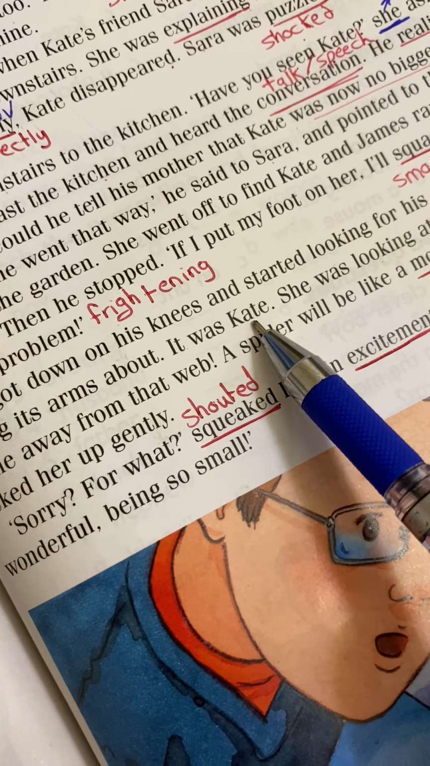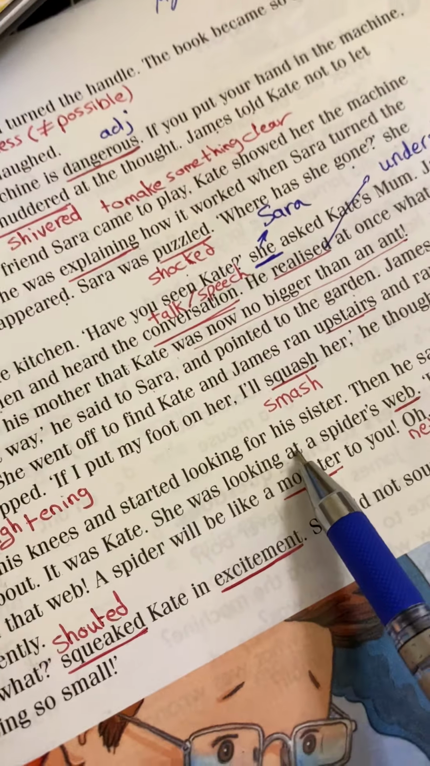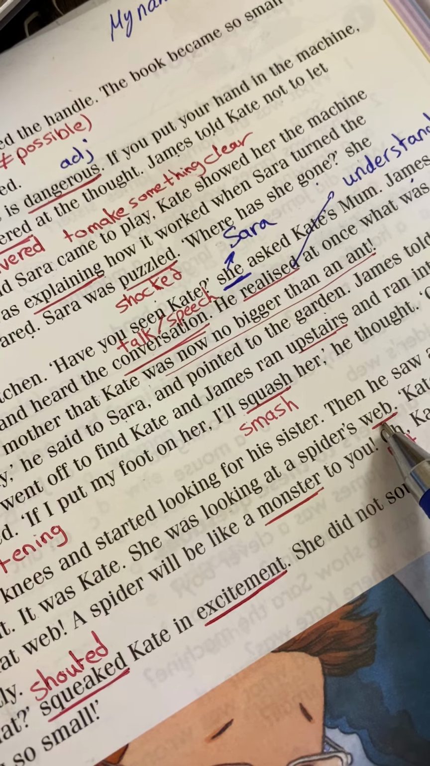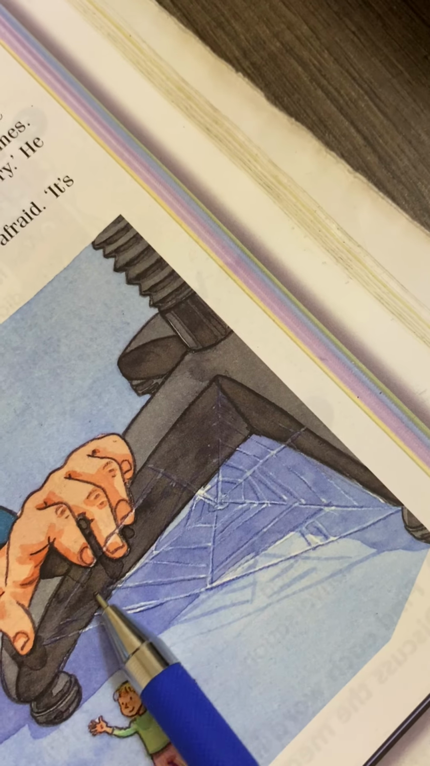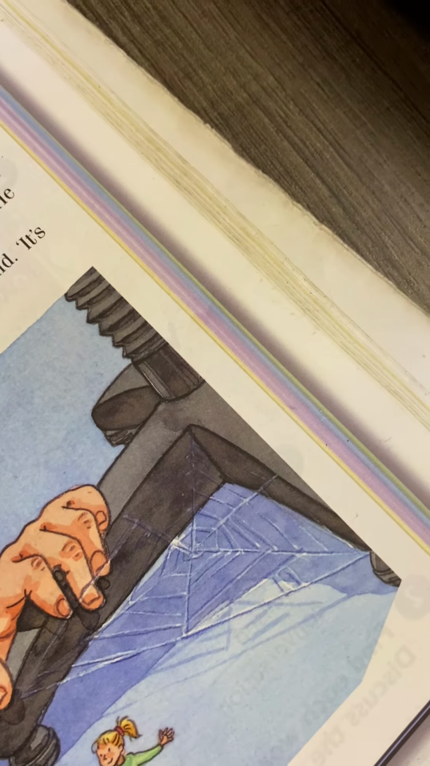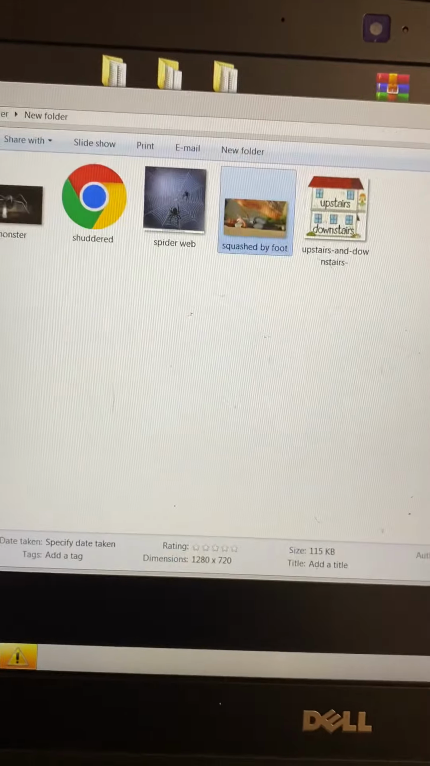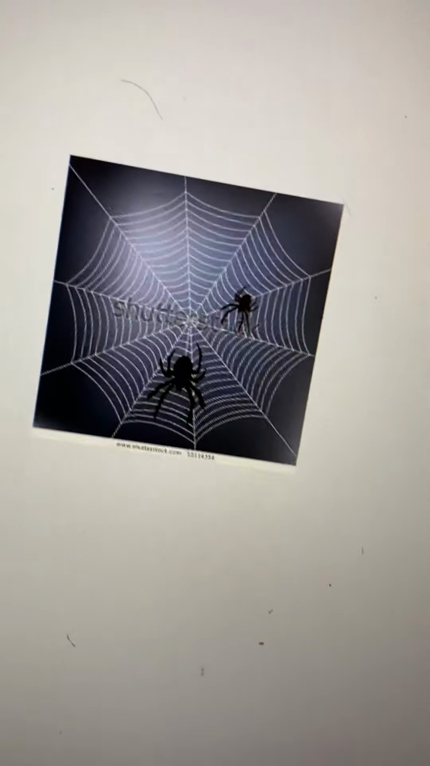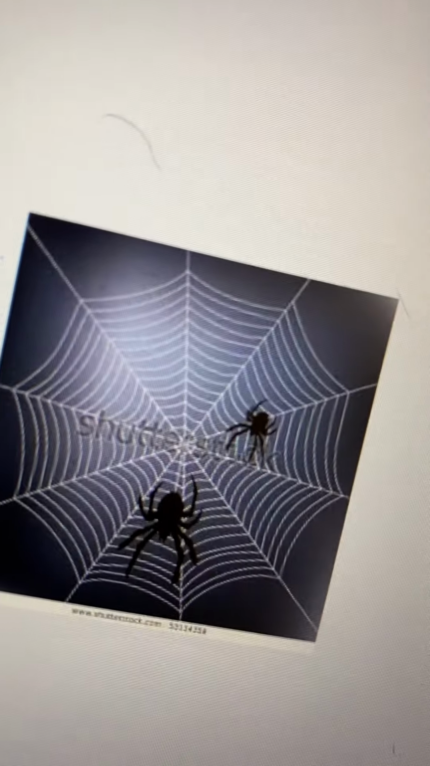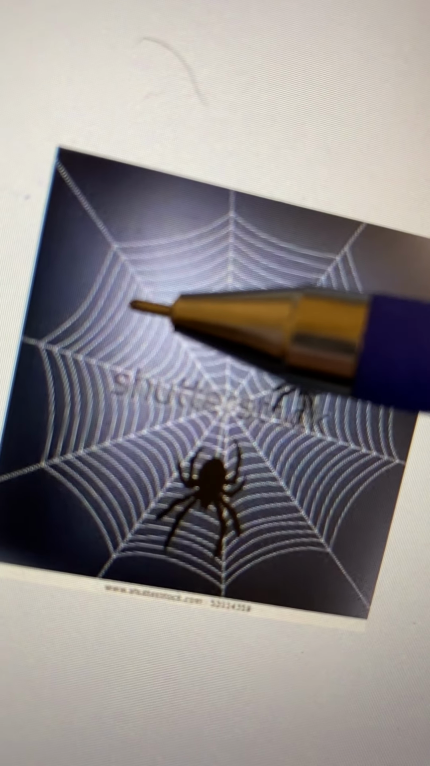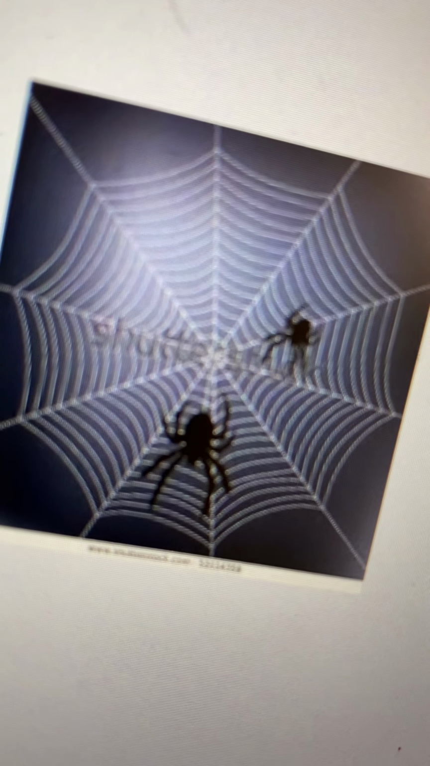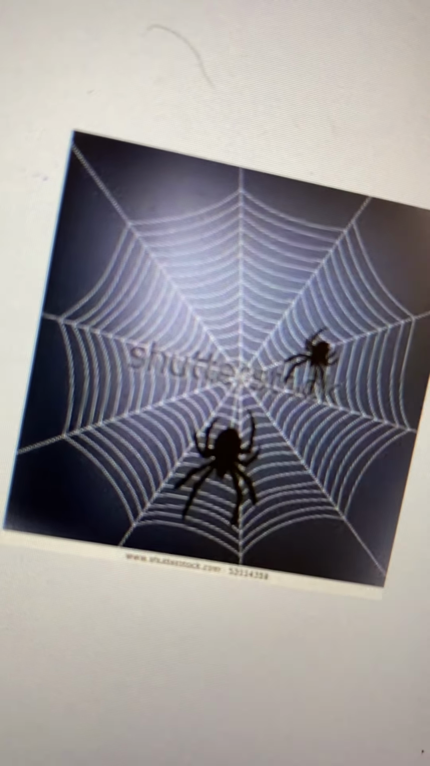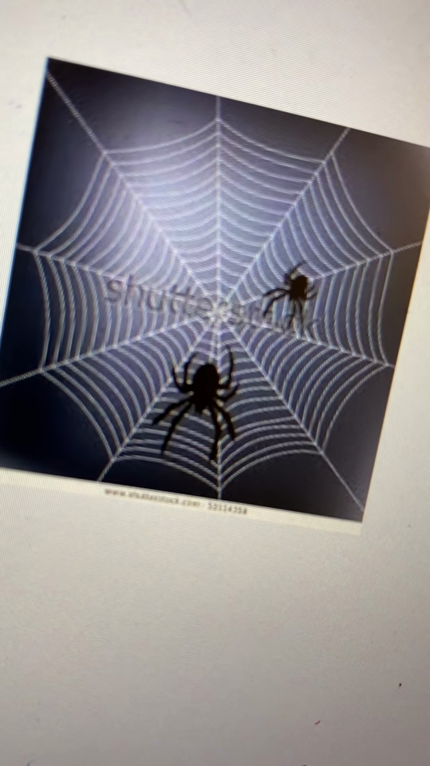It was Katie. She was looking at a spider's web. Look here. This is the spider's what? Web. Look at this picture again. This is a spider web. Means a spider net. This is the web. So Katie was looking at the spider what? Net or web.